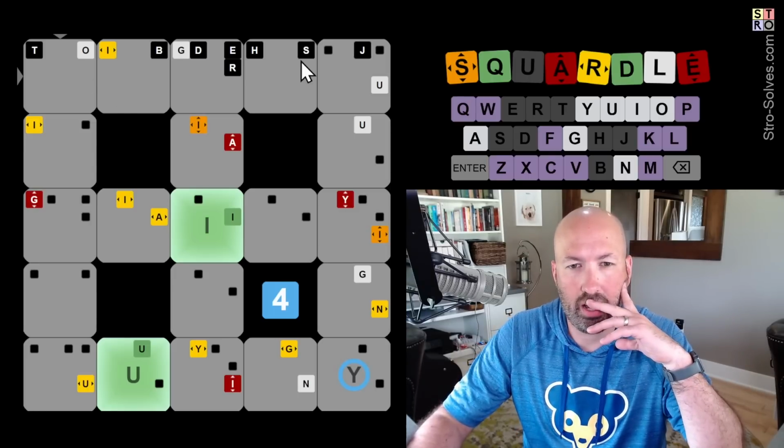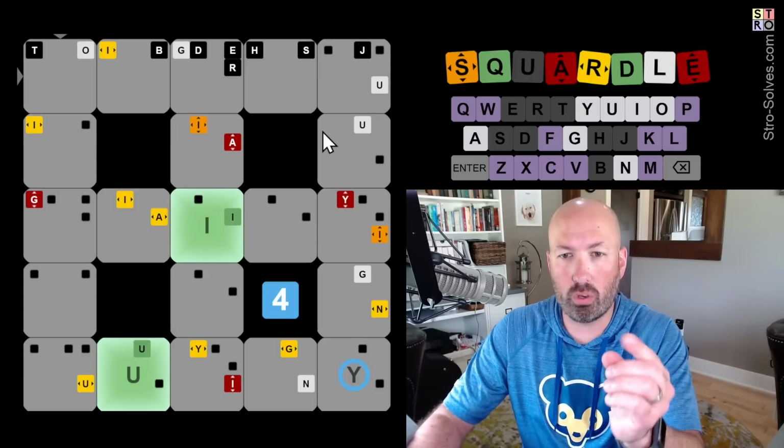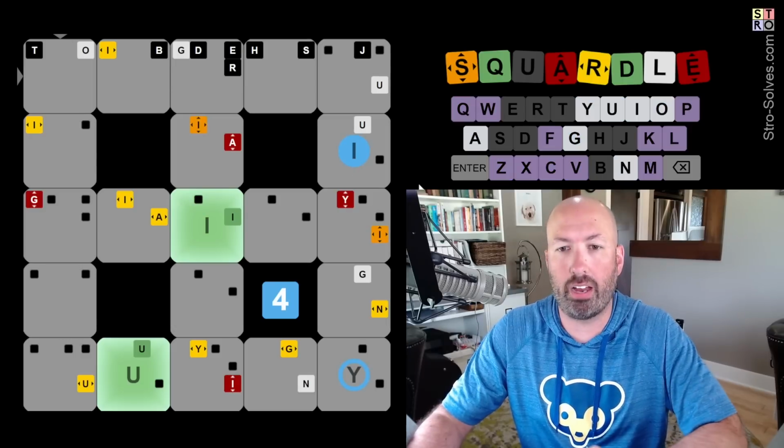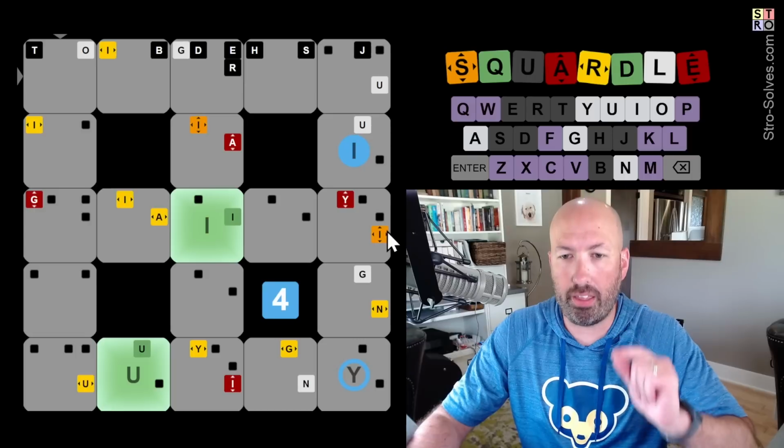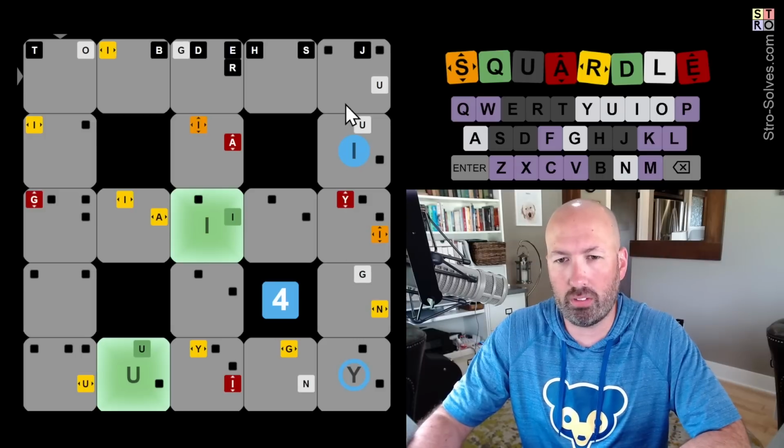So there is an I. Oh, okay. Look, the second row here, we have a yellow I, an orange I. This is a for sure I right there. Okay, good. And that's our I from this orange. Now there could be another I potentially, but I don't think that's too likely, especially with the Y being down here.